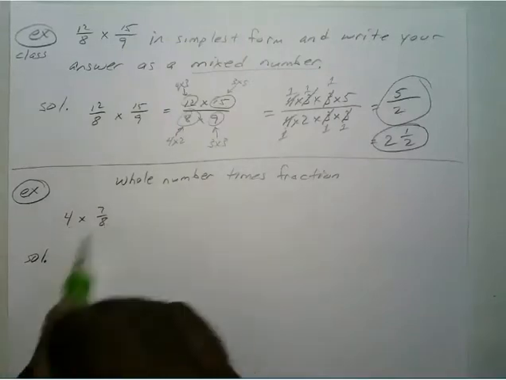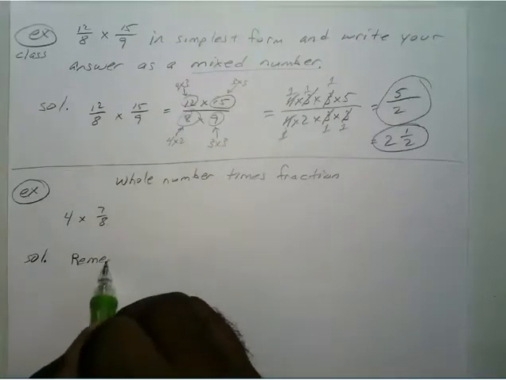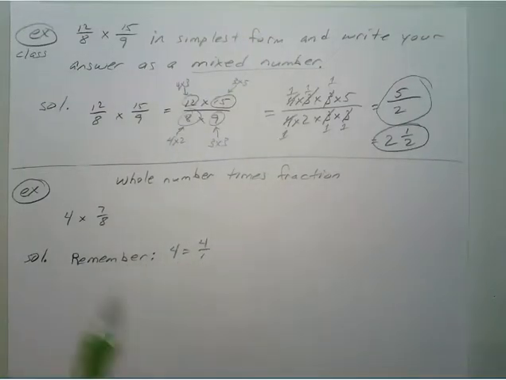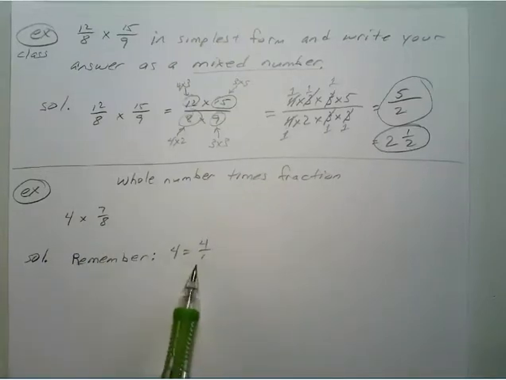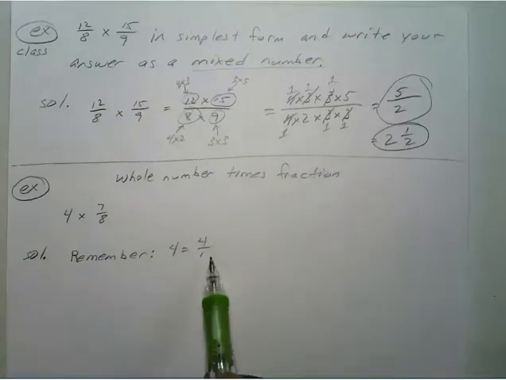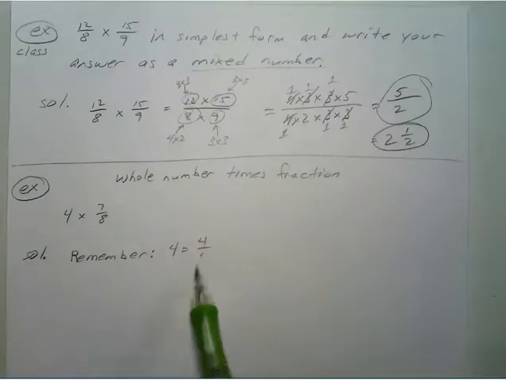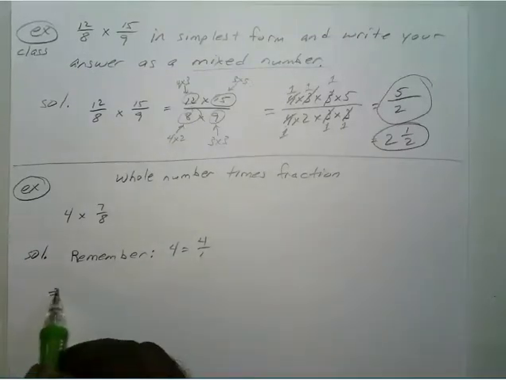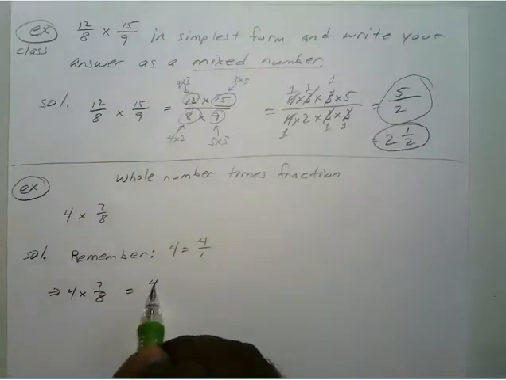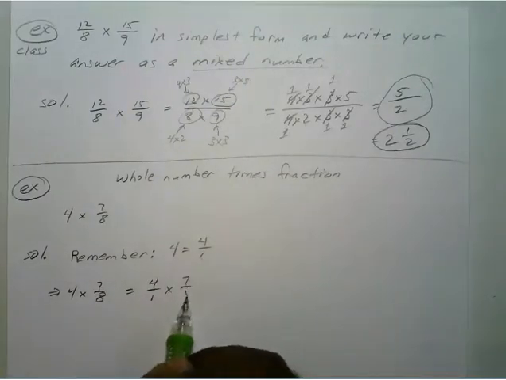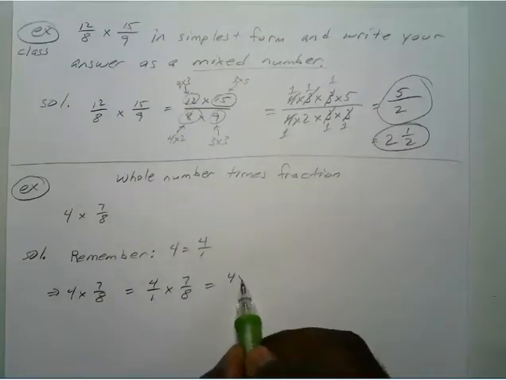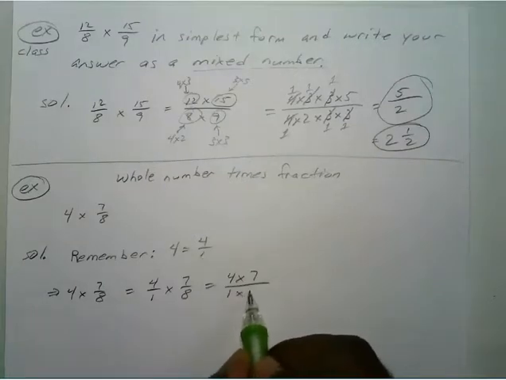Okay, so to do this one, just remember that 4 is equal to 4 over 1. So if we had 5 times 7/8, it would just be 5 over 1. If we had 12 times 7/8, it would be 12 over 1. So we're just going to rewrite our whole number as a fraction of that whole number over 1. So you have 4 times 7/8 is just 4 over 1 times 7/8, which is 4 times 7 over 1 times 8.